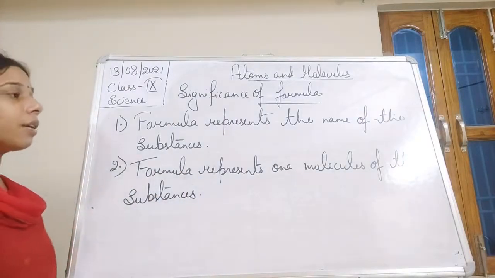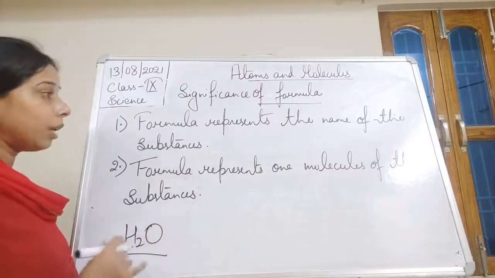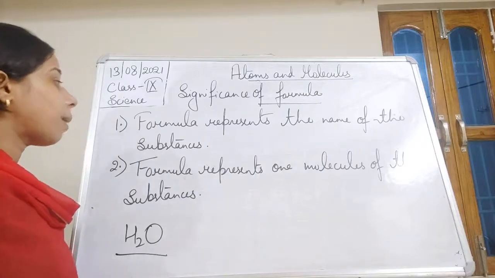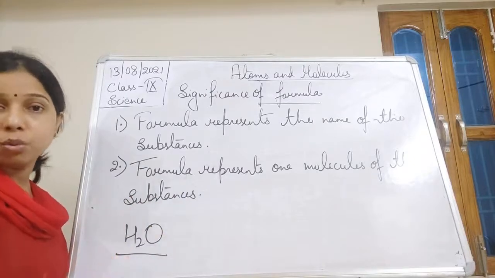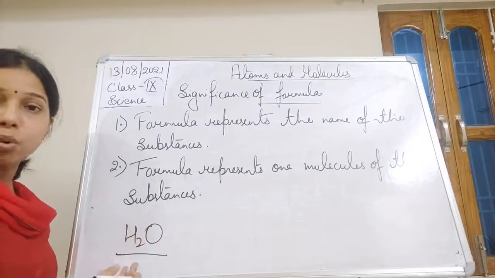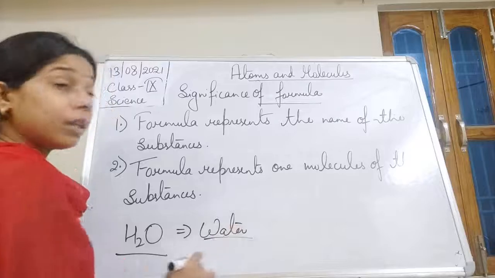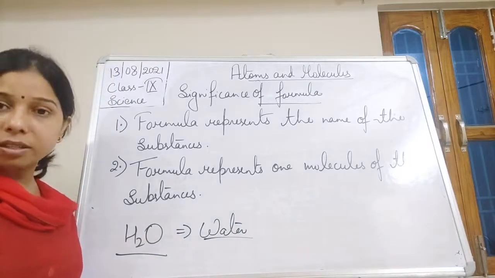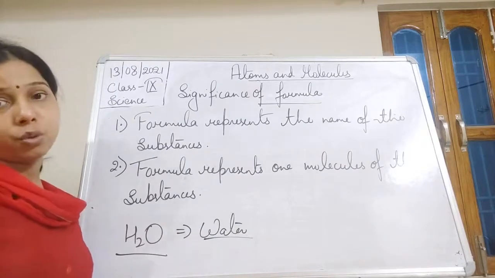In general, if we are talking about H2O, that is water, the formula of water is H2O. So H2O is representing the name of the substance. Why? By seeing the formula H2O, if anybody asks you what this is, you will say it is representing water. So the name of this particular substance is water, and water is represented by the formula H2O.